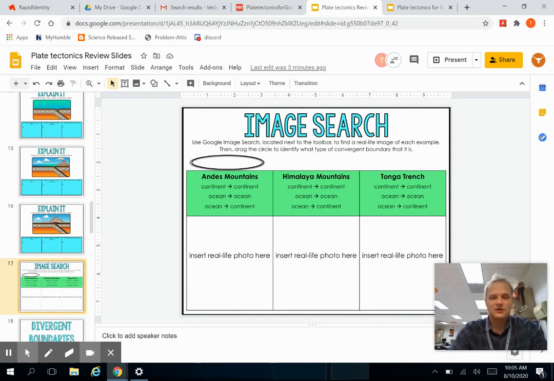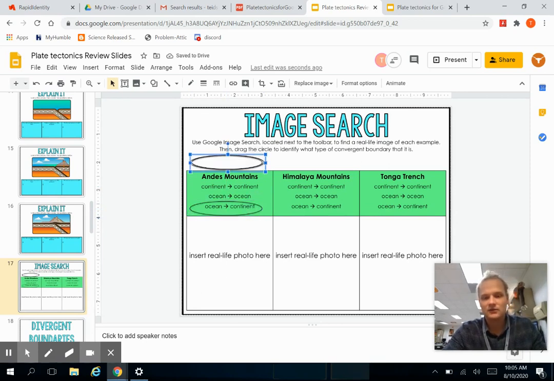The Andes Mountains are in South America, and they're what I was referring to with the ocean continent, and then let's go with the Himalayan mountains, which are going to be continent. And then lastly, the Tonga Trench is going to be our last option, which is going to be ocean.